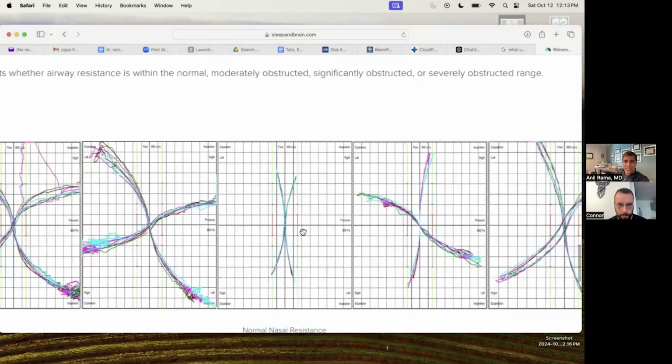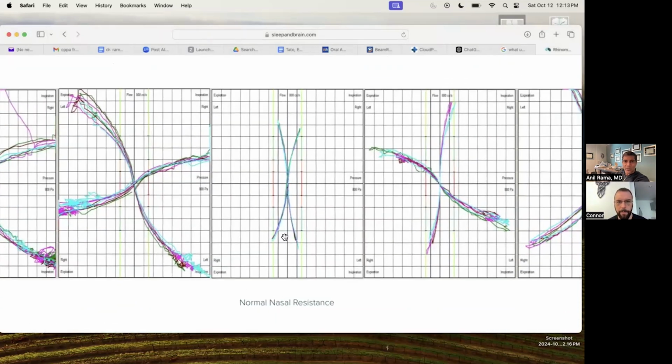Like for instance, this is what relatively normal resistance looks like. So this is the right nose inhale, right nose exhale. This line refers to your right nose, and this line refers to your left nose, inhale and exhale. You can see where inhale is written here, exhale, inhale, exhale. So together they make an X.